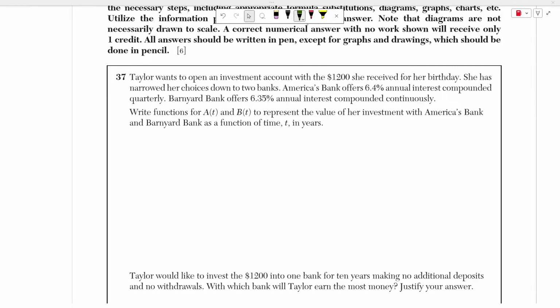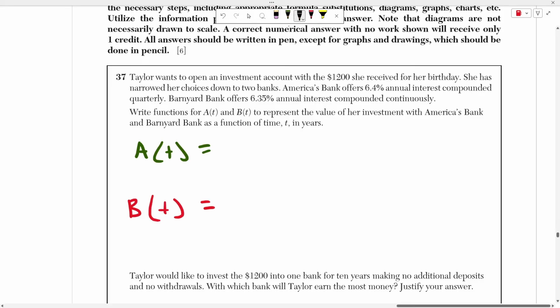So all they want you to do in this type of problem is just write two equations. They want you to write the equation A of t and what it's equal to, and they want you to write the equation B of t and what it's equal to. Luckily, we know that A of t is going to represent her money when it's in America's Bank and when it's earning this amount of annual interest. And we know that B of t has to represent her money in Barnyard Bank earning this amount of interest compounded continuously. So for A of t, America's Bank, she's earning this interest rate, 6.4% compounded quarterly.